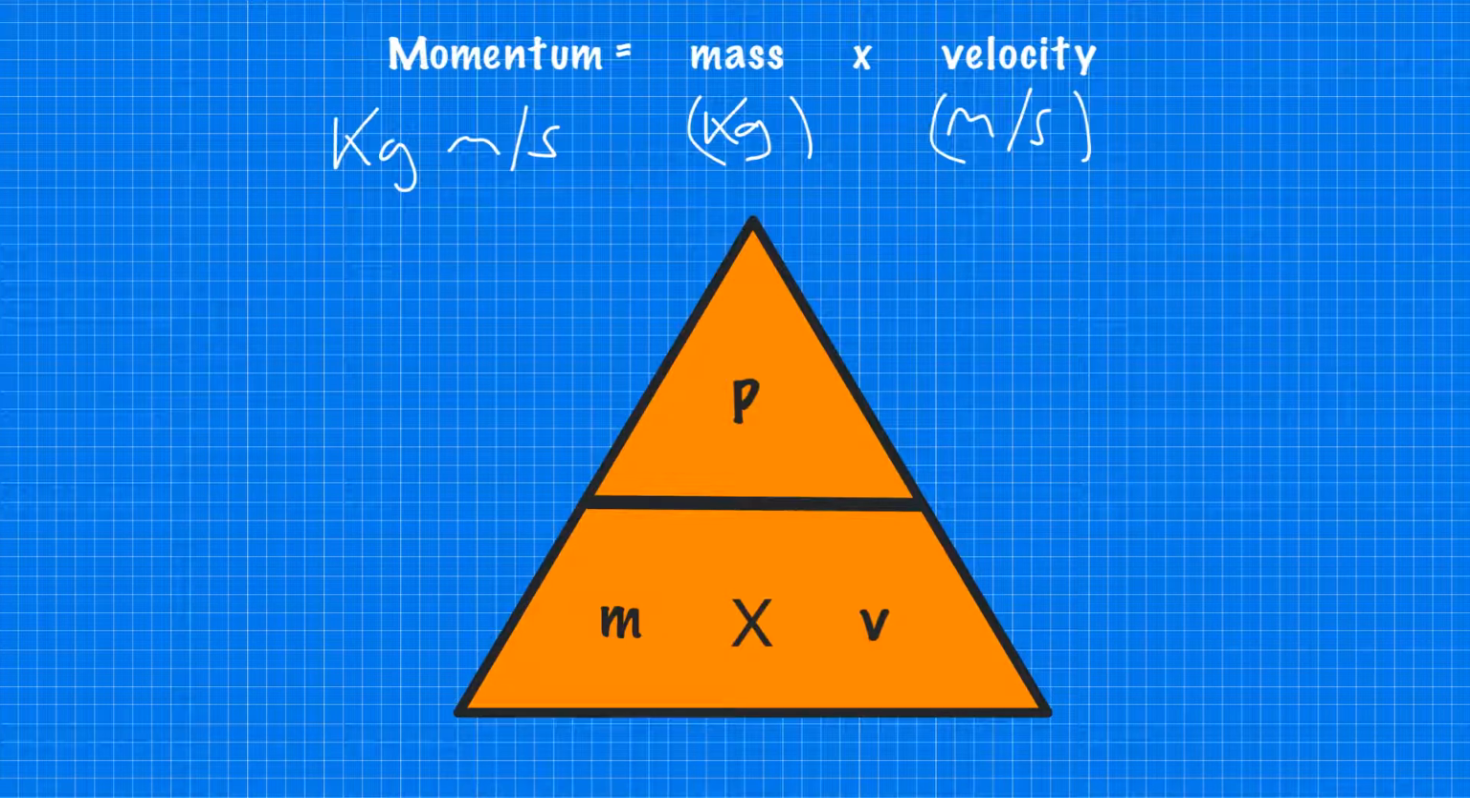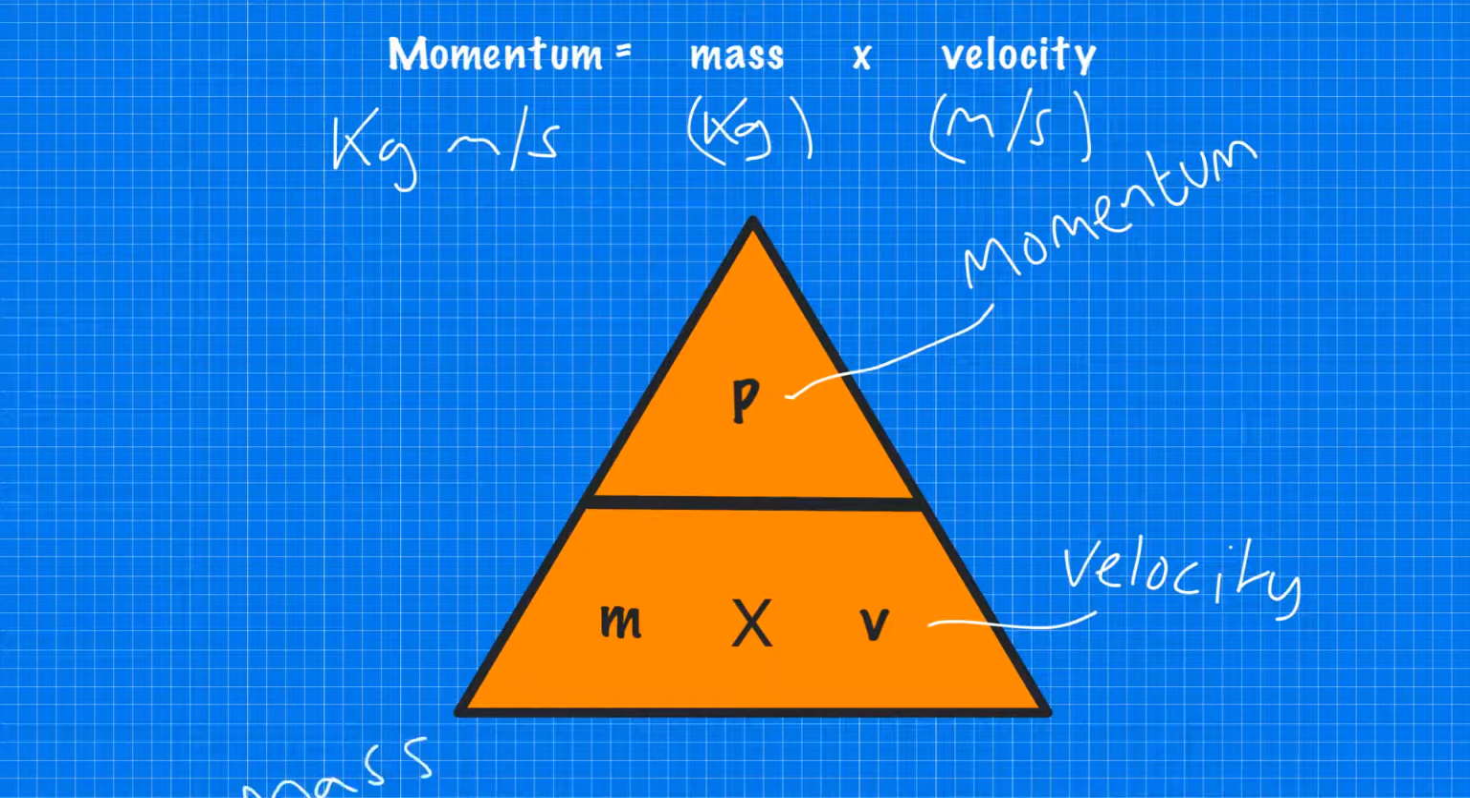And we have another formula triangle. This is another mandatory formula where we can see that momentum, which has the symbol of a P or a rho, velocity and mass are all linked together. So we're going to try a couple of example questions now.